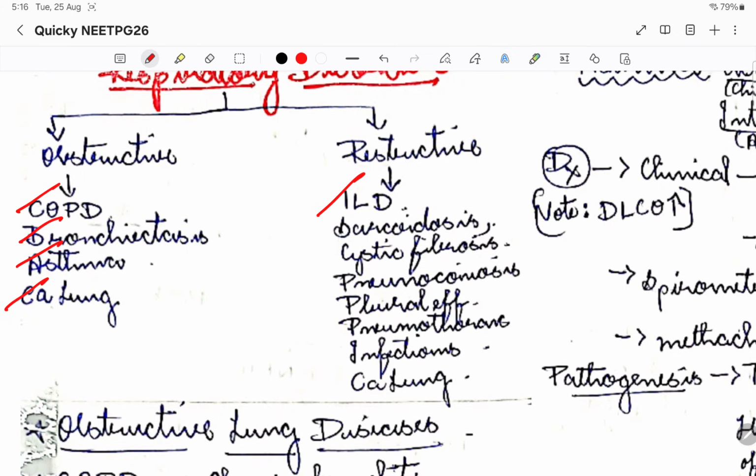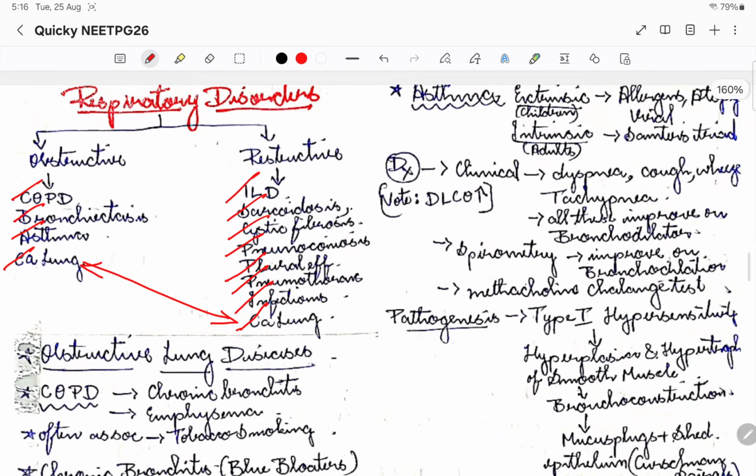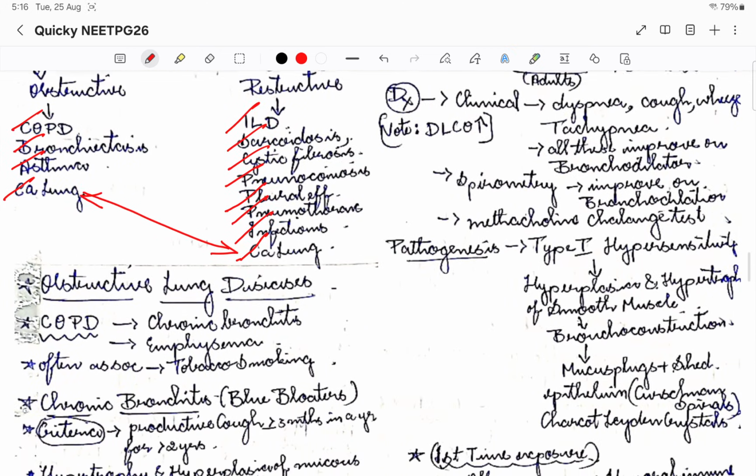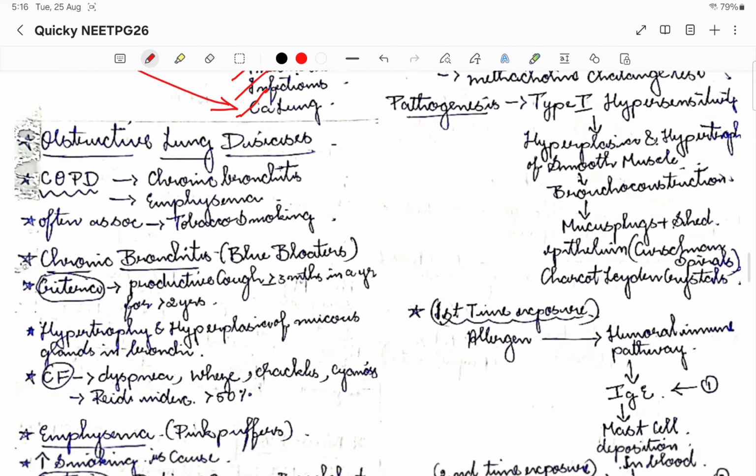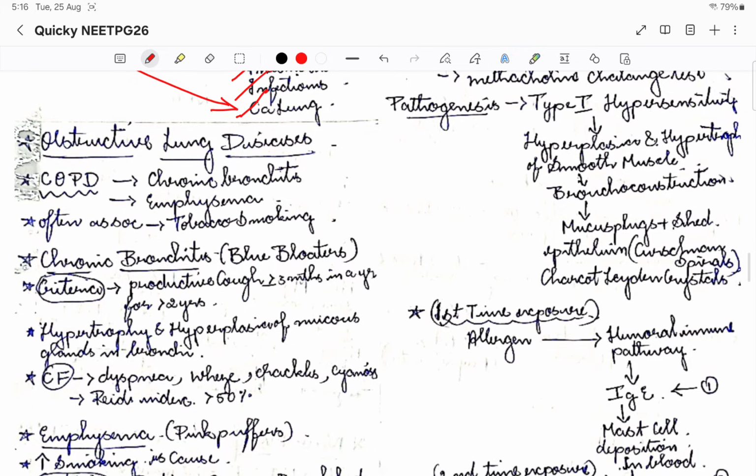So what are the diseases? Interstitial lung disease, sarcoidosis, cystic fibrosis, pneumoconiosis, all the occupational disorders, then pleural effusion, pneumothorax and infections. Okay, and also carcinoma of lung. So carcinoma of lung can be both obstructive and restrictive. Okay, so these are the respiratory disorder classifications. Now let us see the obstructive lung disorders, then we'll go on to restrictive lung disorders.